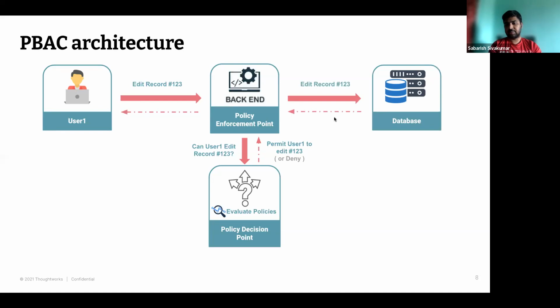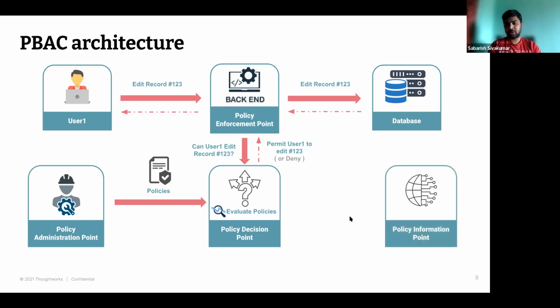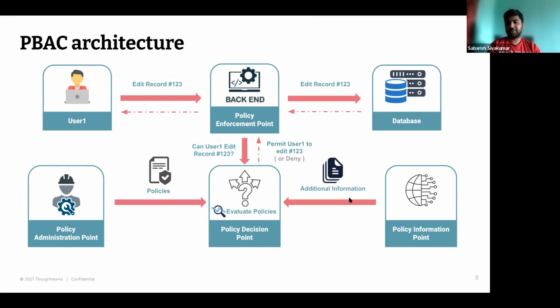This is a completely independent process. For this PDP, there is another point called the administration point. This PAP is a separate system, a separate service, which feeds the PDP with the policies. Whatever policies we get from the business are fed by the PAP to the PDP. Similar to the PAP, we have another point called the policy information point. This PIP feeds the PDP with additional information that may be required to evaluate the policies. The PDP analyzes the policies and the information together to arrive at decisions.